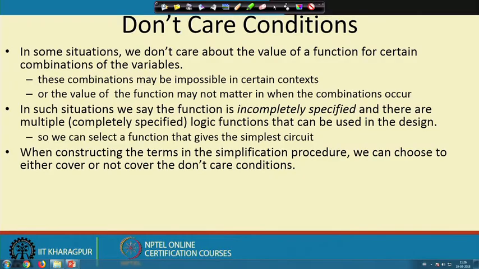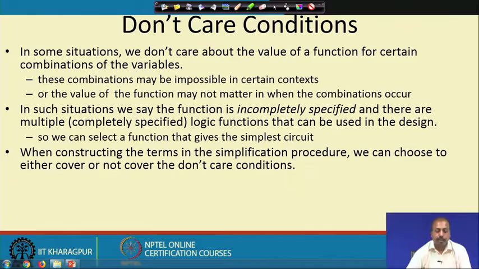So, in case of this do not care condition, what is happening is that the original function that we are given is an incompletely specified function, because for some of the combinations of input, we did not mention what the output is. The output can be anything. So, the designer is not bothered about the output for those cases. In that sense, I can get multiple functions.